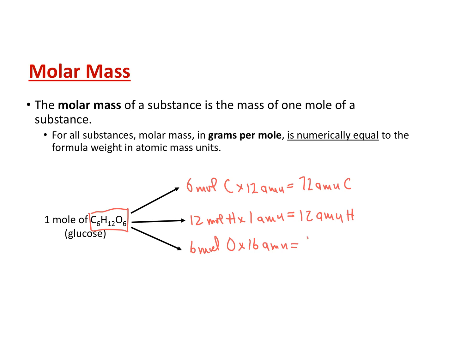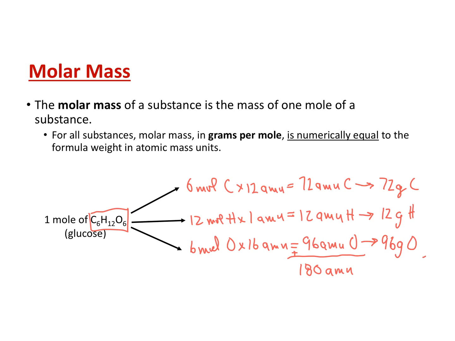And I'd have 96 AMU of oxygen. And if I add those all together, that would give me approximately 180 AMU for glucose. And what that means is I would need to have the same amount in grams for each of these. So 72 AMU of carbon would be 72 grams of carbon. 12 AMU of hydrogen, to represent 12 moles of hydrogen, would be 12 grams of hydrogen. 96 AMU would be 96 grams of oxygen.